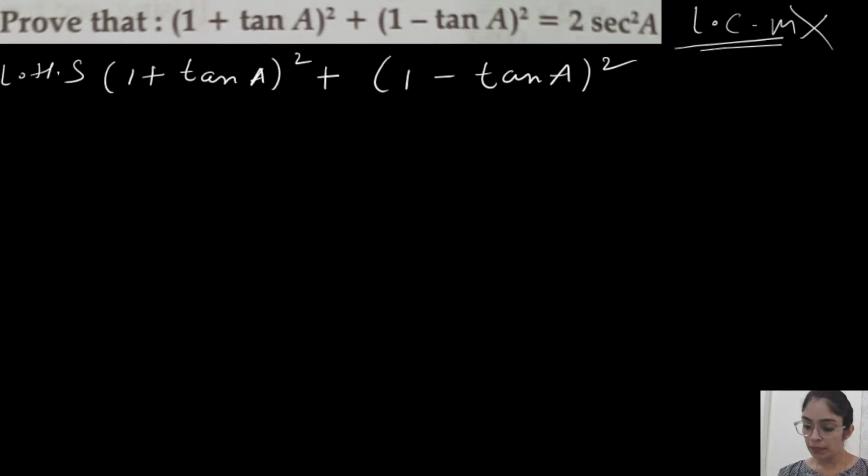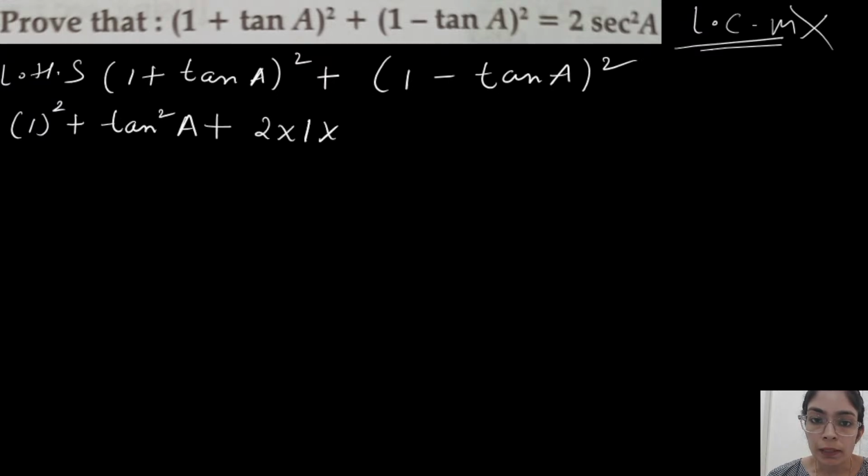So A plus B. Yes, so the square relation we cannot apply directly here because the square should be on the trigonometric ratio. We can use identity. So identity, both the identities we can use. Here we have A plus B whole square and here I have A minus B whole square. So A plus B whole square is A square plus B square plus 2 into A into B.